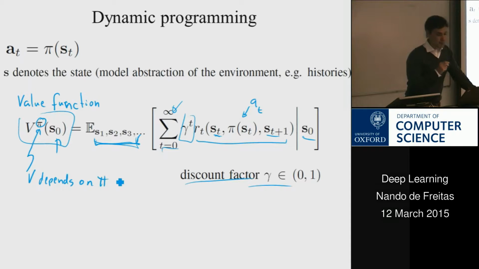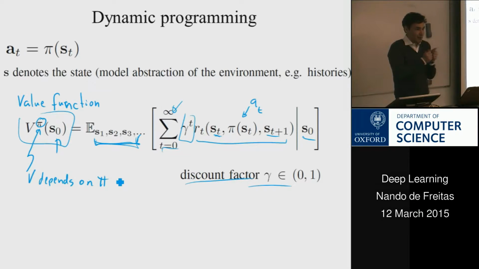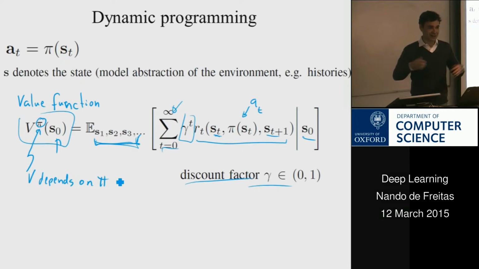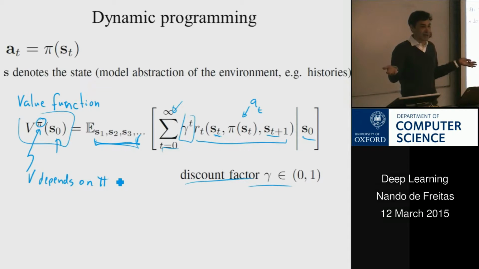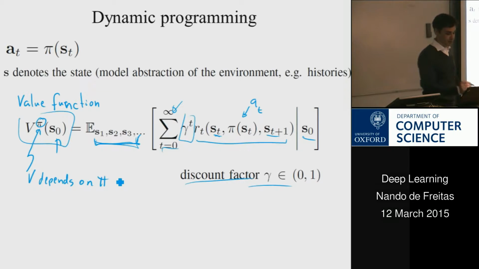That's really important. If I start in state S naught and I choose a bad policy, I might end up doing very poorly, even though I started in a good place. So I might start really close to the treasure, if I'm searching for a treasure. But maybe I decided not to turn around, and I just use a policy where I walk in a straight line, never turn and explore my environment. In that case, I will do really badly. So the value depends on the policy.